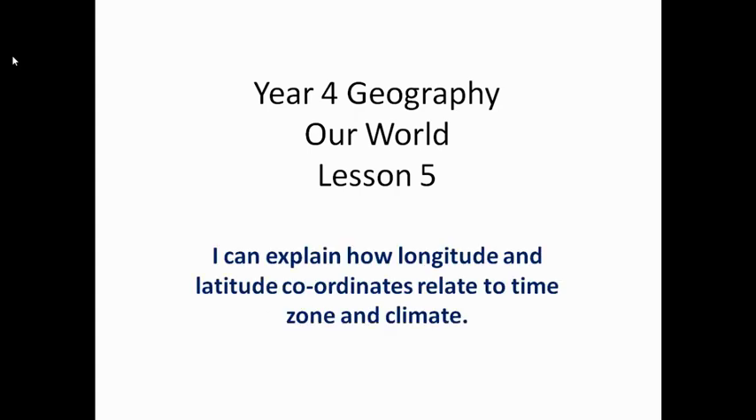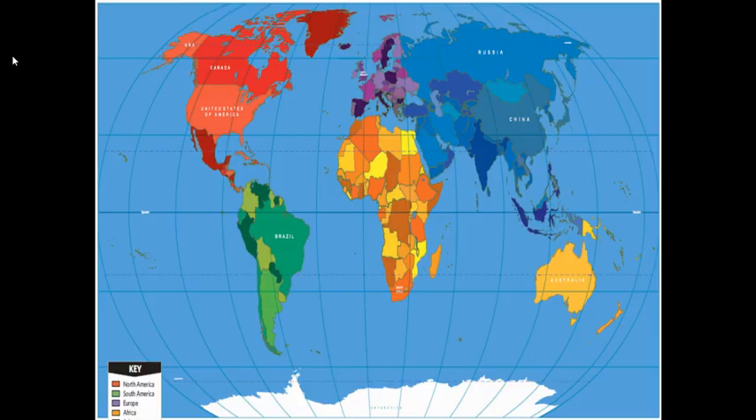In Lesson 5, we're going to pull together everything that we've been doing in Lessons 2, 3 and 4. We're going to look at longitude and latitude, and this time we're going to put them together to create coordinates, and I'll tell you what that means in a minute. Then we're going to use the coordinates to show how different places in the world link in with time zones, which we did last week, and the climate, which we did the week before. So let's take a reminder.